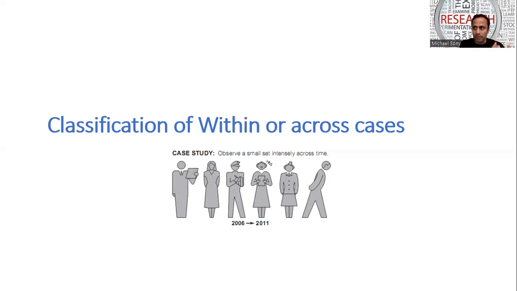Now, this could be individuals, this could be organizations too. Take, for instance, in which organizations or what type of organization workplace sexuality may be more dominant, and then try to do within the case and across the case analysis to understand this phenomenon in more detail.